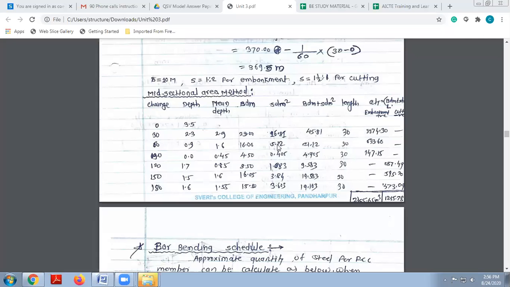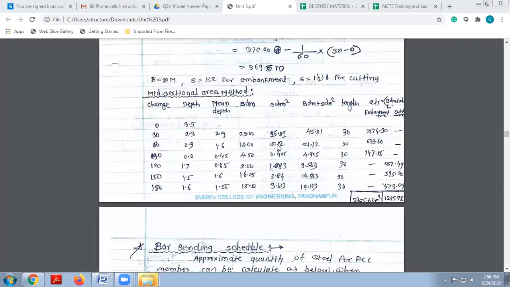Then you can cross-check with me also. 1.6 squared multiplied by 2, that is 5.12. The next calculation, depth is 0. So again, accordingly, you can do the calculation. Mean depth is 0.45, sorry. So 0.45 squared multiplied by 2, you will get that particular value.